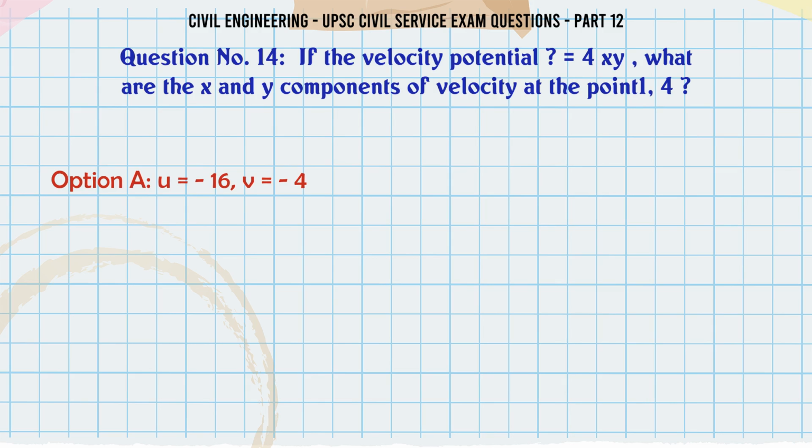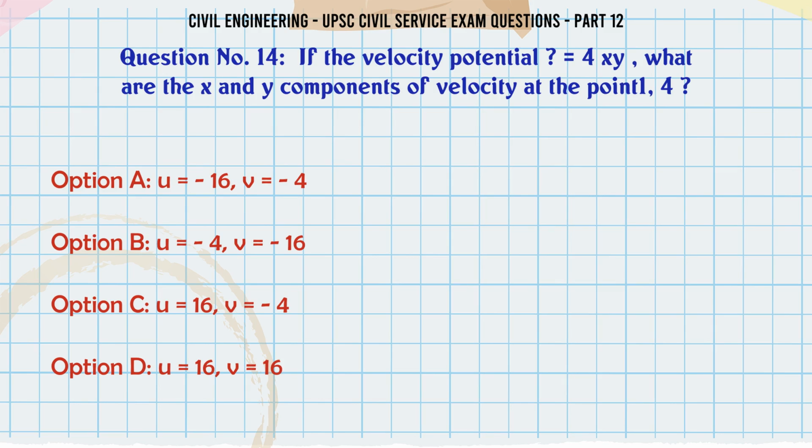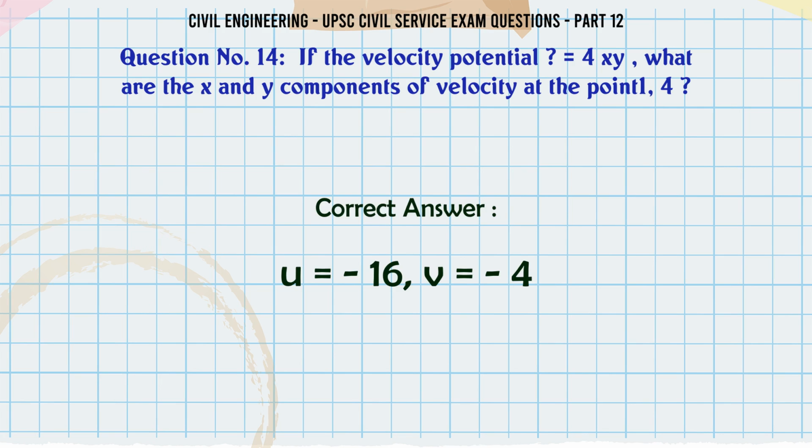If the velocity potential is φ = xy, what are the x and y components of velocity at the point (1, 4)? A. u = 16, v = 4, B. u = 4, v = 16, C. u = 16, v = 4, D. u = 16, v = 16. The correct answer is u = 16, v = 4.